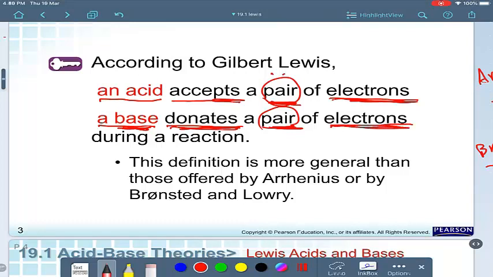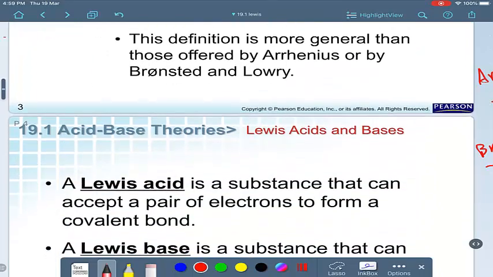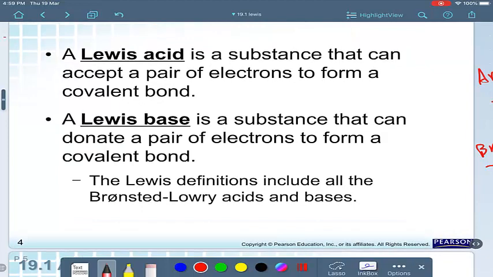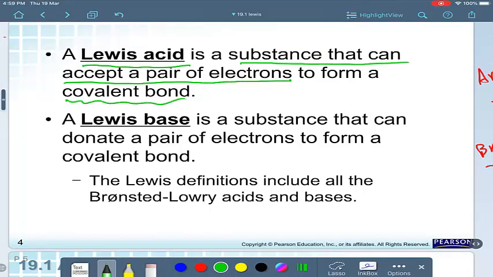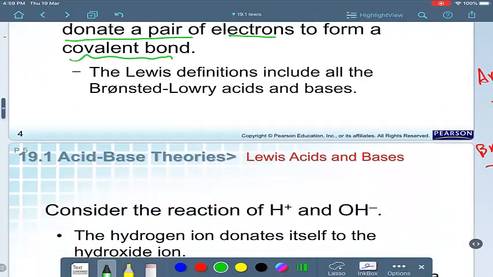Now we need the definition for this theory, the acid-base meaning. A Lewis acid is a substance that can accept a pair of electrons, as I said, to form a covalent bond. A Lewis base is the opposite: a substance that can donate a pair of electrons to form a covalent bond. Now we have a new meaning for acid and base according to the electrons, and it's more clear than Bronsted-Lowry and Arrhenius.